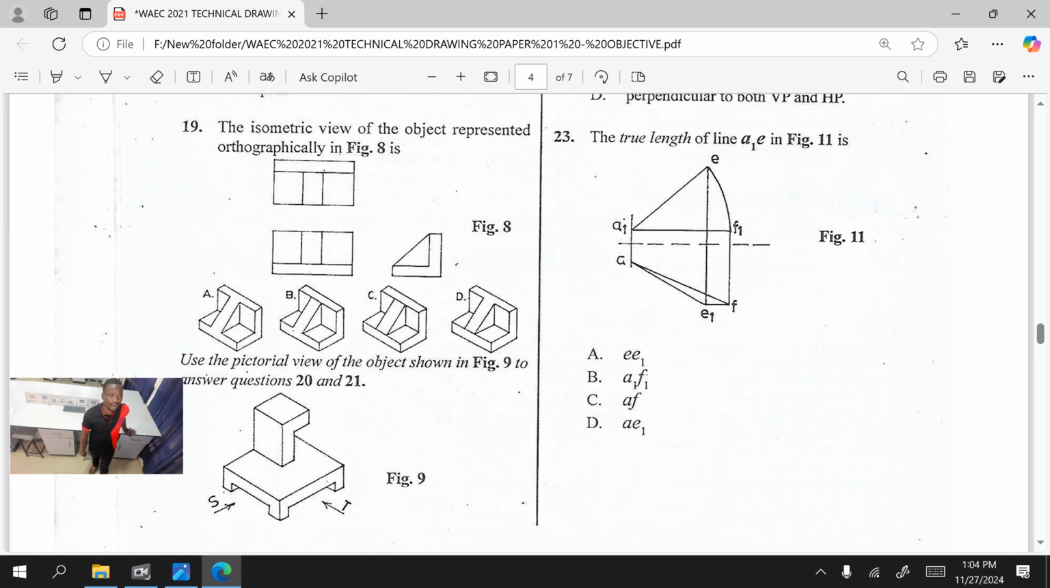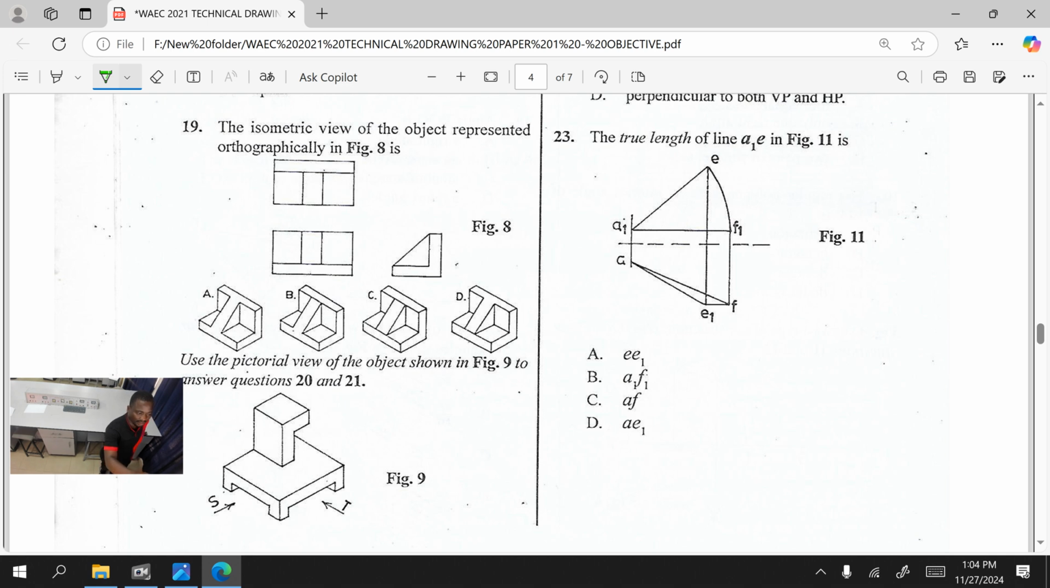The isometric view of the object represented orthographically in figure 8 is good. They gave us the orthographic projection. Who can tell us what type of orthographic projection this is? It's a third angle orthographic projection. You can see the front elevation is down, the plan is up, then we have the end elevation by the right. So when we look at it, which will be the answer? Is it A, B, C? The answer here, look at it very well.